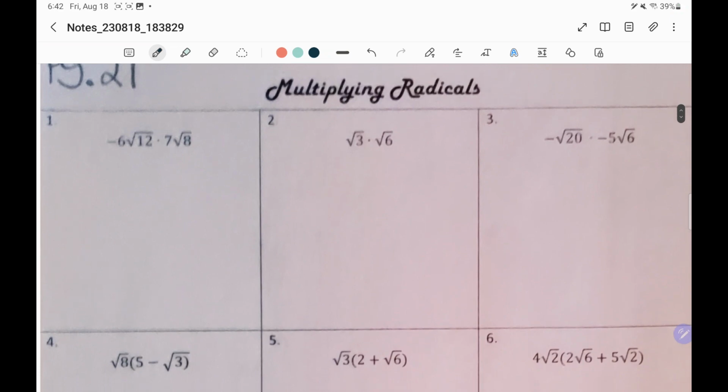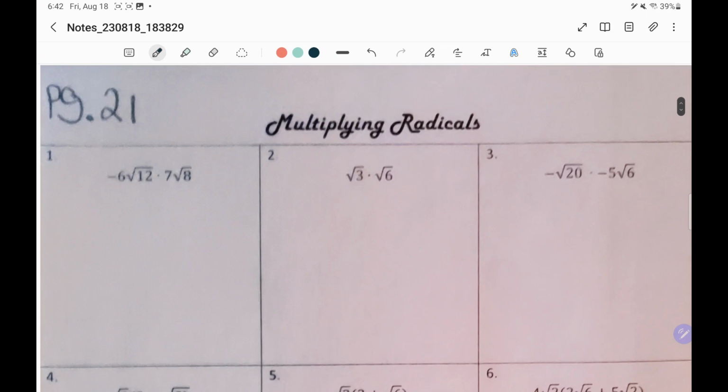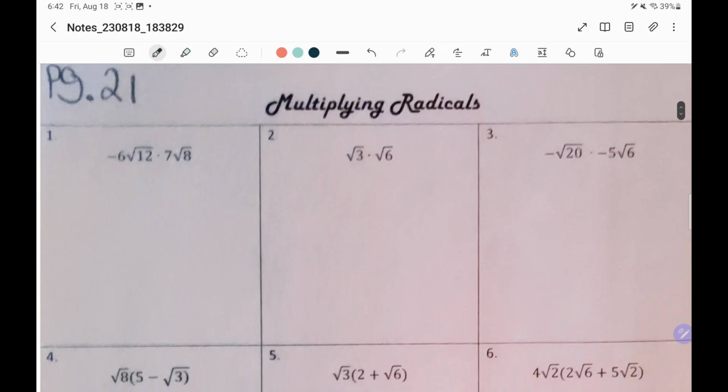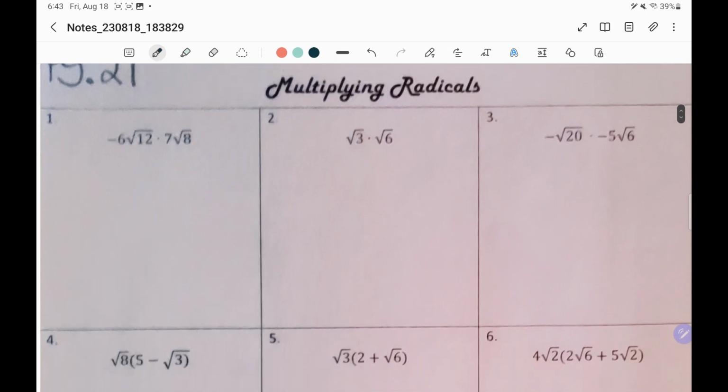Hello guys, so today we're going to go ahead and focus on page number 21. This is going to be all the examples we're going to do. I'm going to try and not mess it up this time. It's going to be a long video, so I'm going to try and go as fast as possible. We're going to be following the rules that we just learned from the other video.